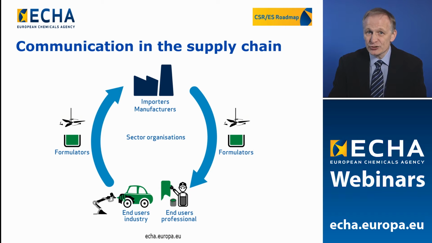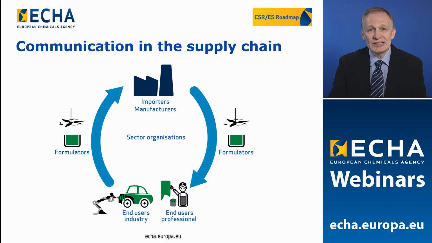For this presentation, we concentrate on two types of downstream user: end users, those companies that purchase substances to use directly in their processes or activities. They might also produce articles. And formulators, those companies that mix substances together to produce mixtures. The mixtures are then supplied to their customers, who might be other end users, retailers, or even consumers.